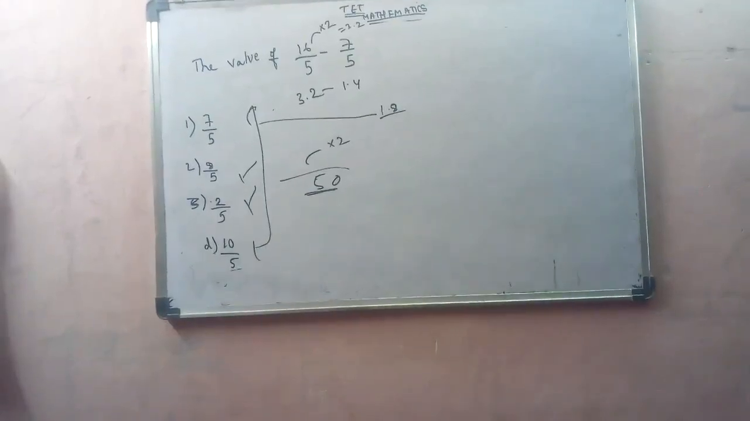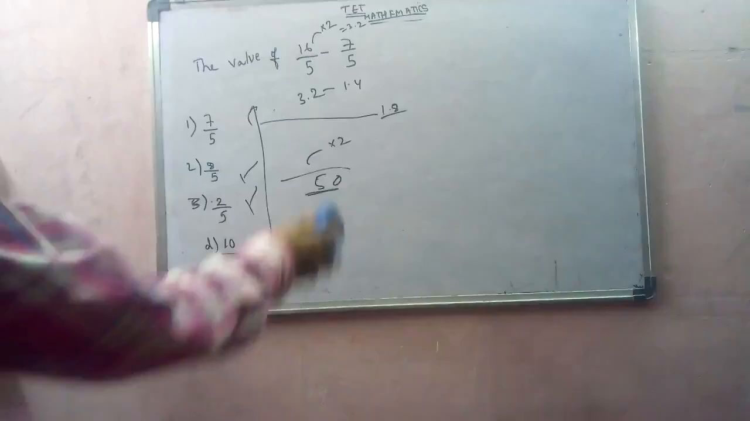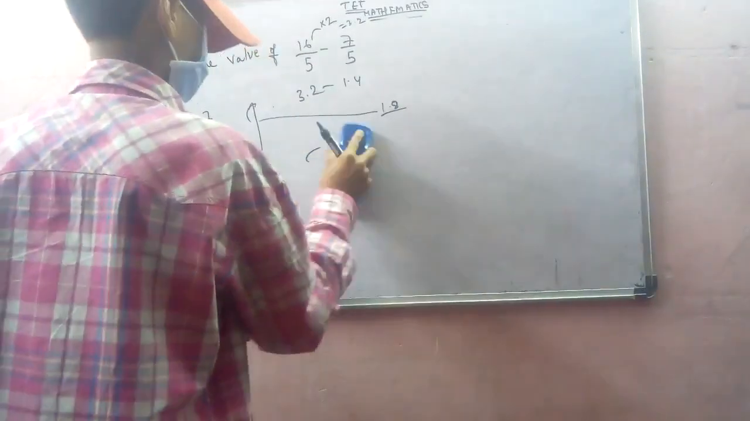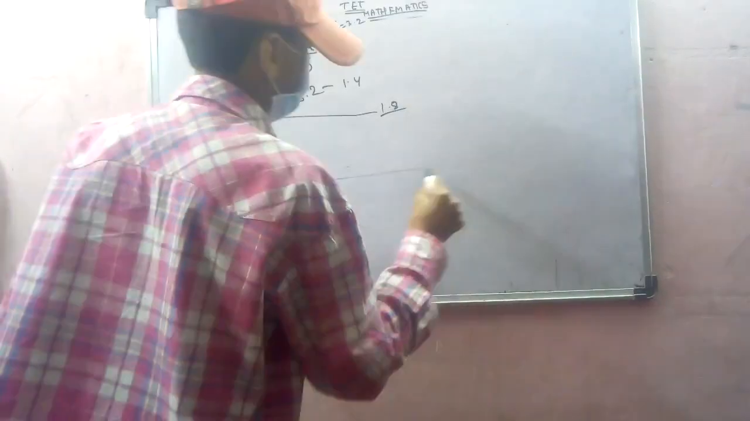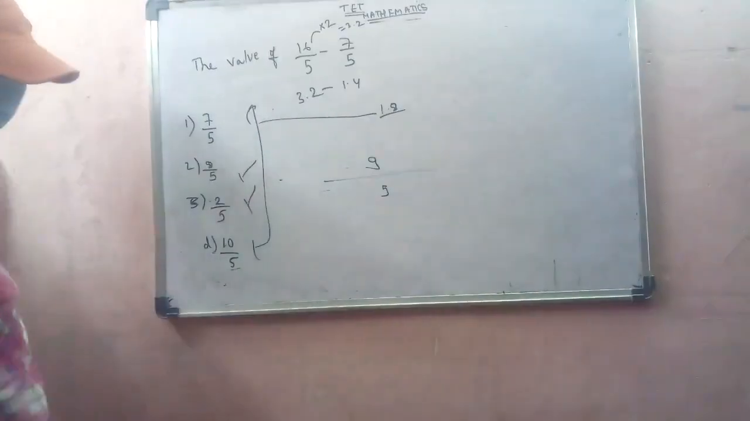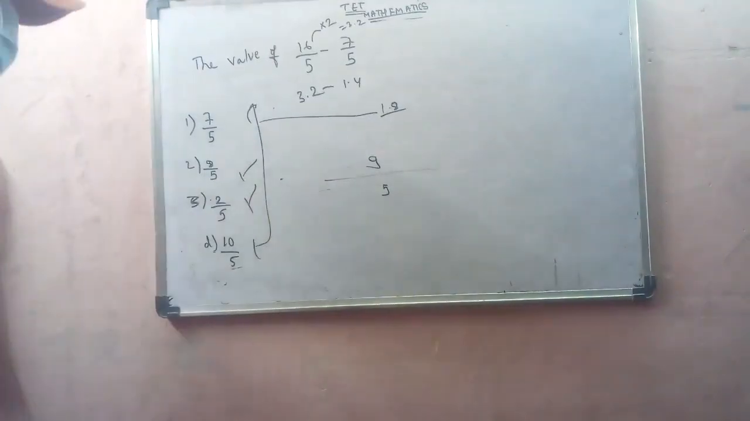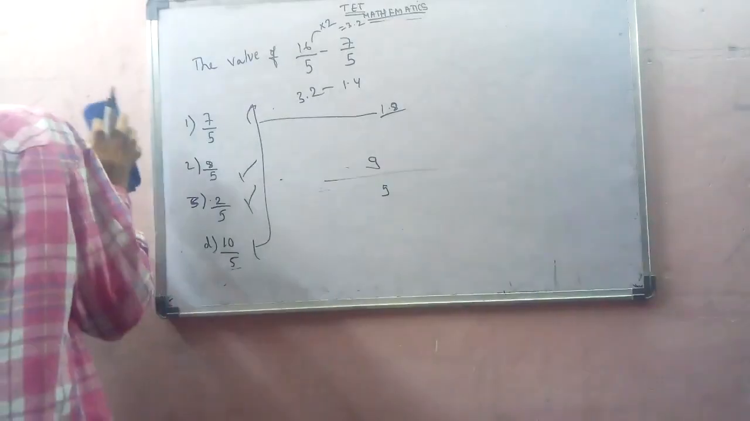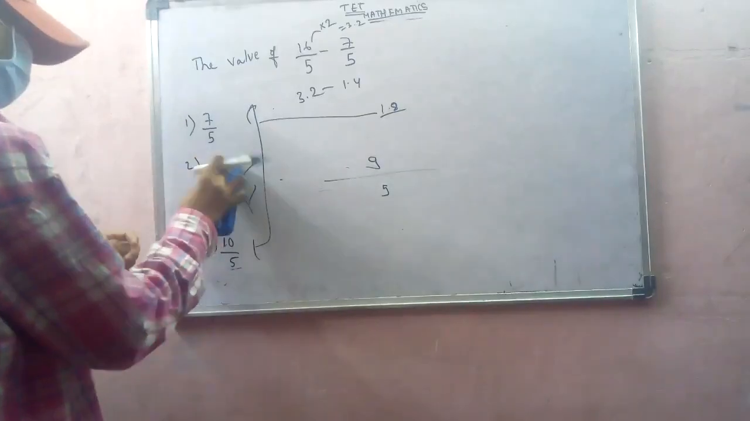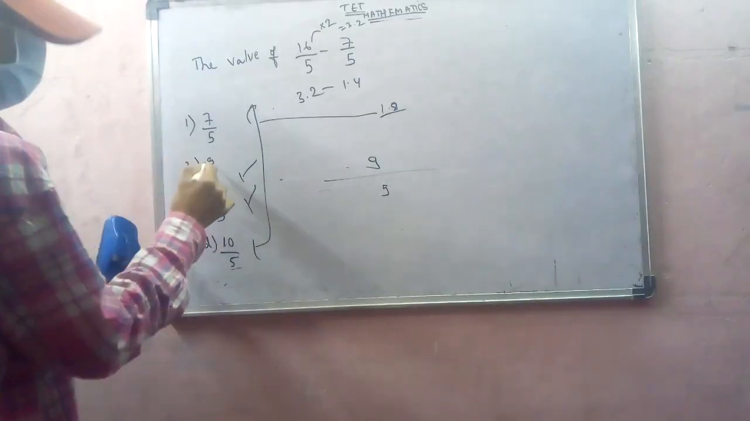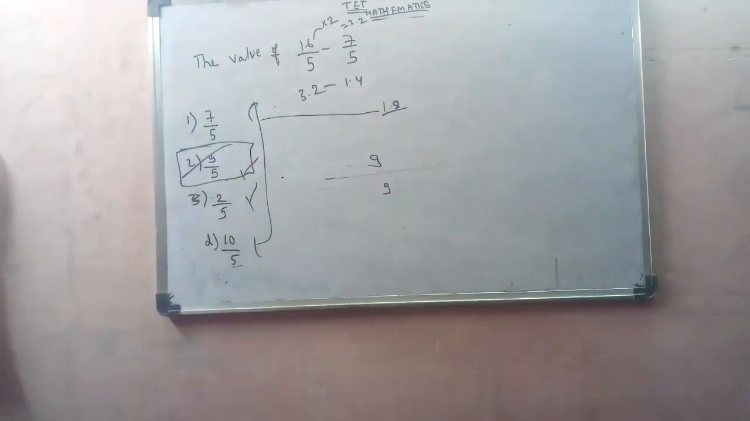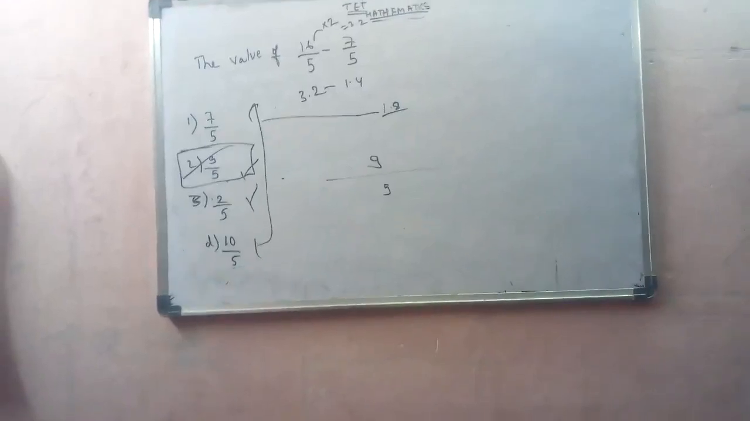Now see here how to solve this. Simple. So here LCM is how much? 5. Okay. Now 16 minus 7 gives us 9. 9 by 5. Which option check? See here 9 by 5 will come. 9 by 5. Option number 2 is the right answer. Now moving to next question.